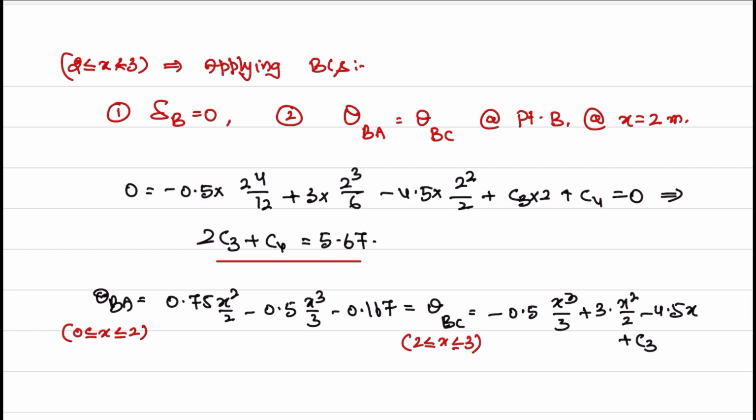By solving this equation, we will get a value of C3. Please do the solution on your own. C3 is equal to, putting x is equal to 2 in the above and solving, we will get C3 is equal to 4.33. We have got the value of C3.